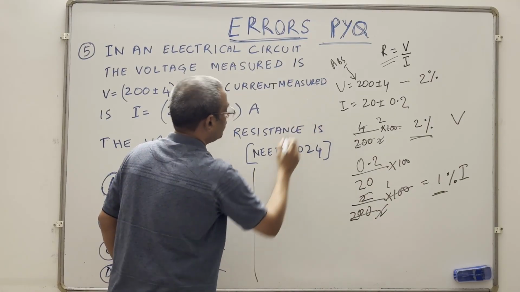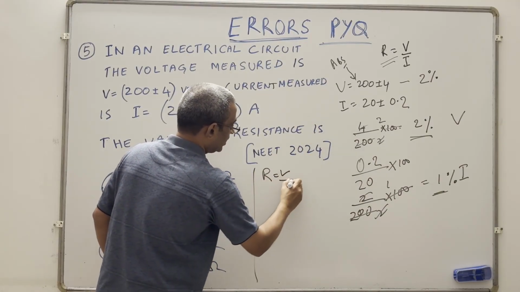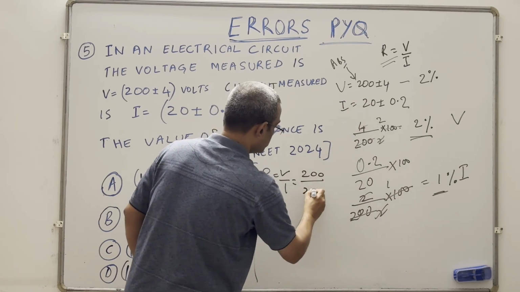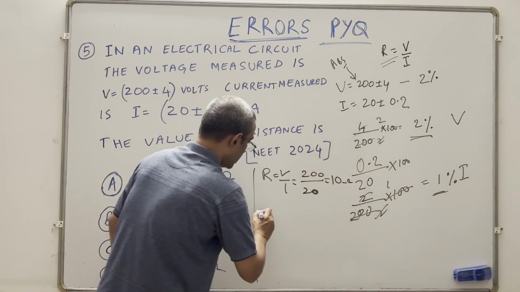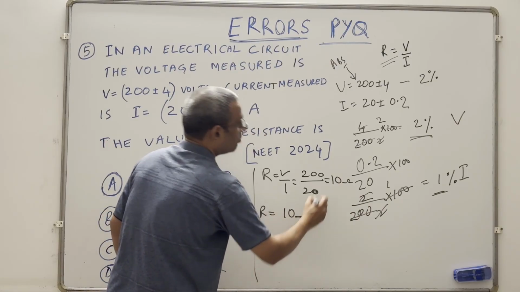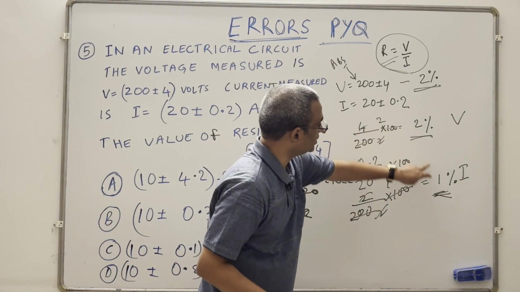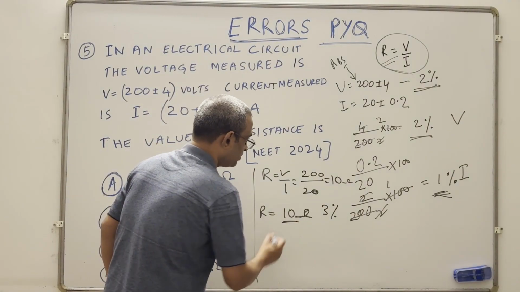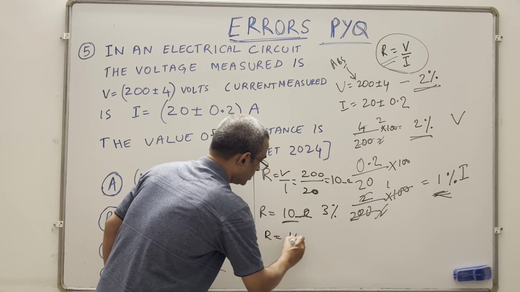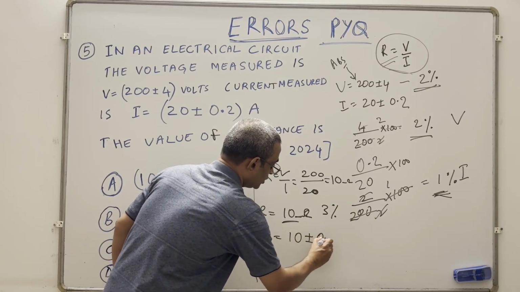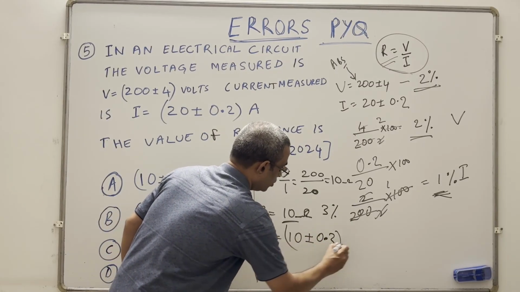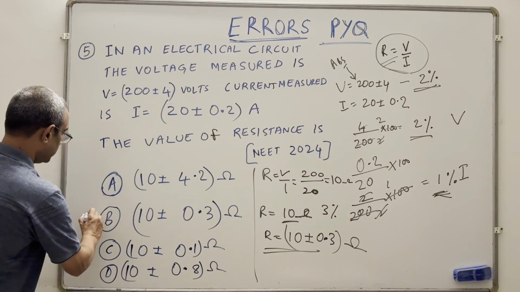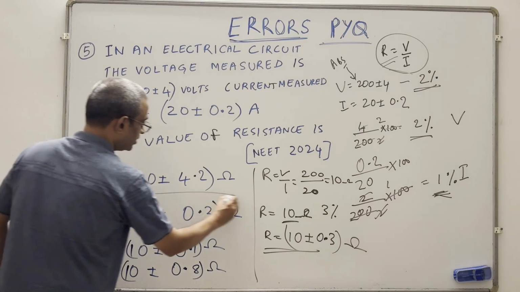So the value of R. R is equal to V by I, that is equal to 200 voltage by current is 20. So we have 10 ohms. R is equal to 10 ohms, but the error is 2% plus 1%. So we have 3% error in the measurement of resistance. What is 3% of 10? So R is equal to 10 plus or minus 0.3 ohms. This is our final value, which is this one here. So this is our right answer.